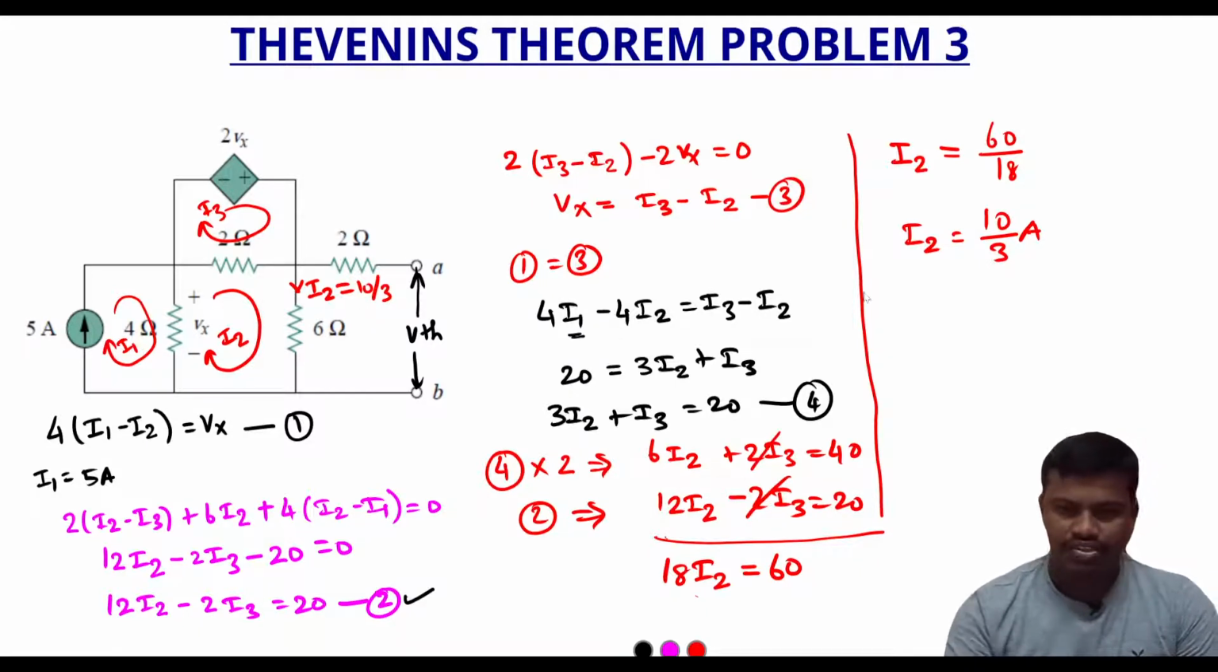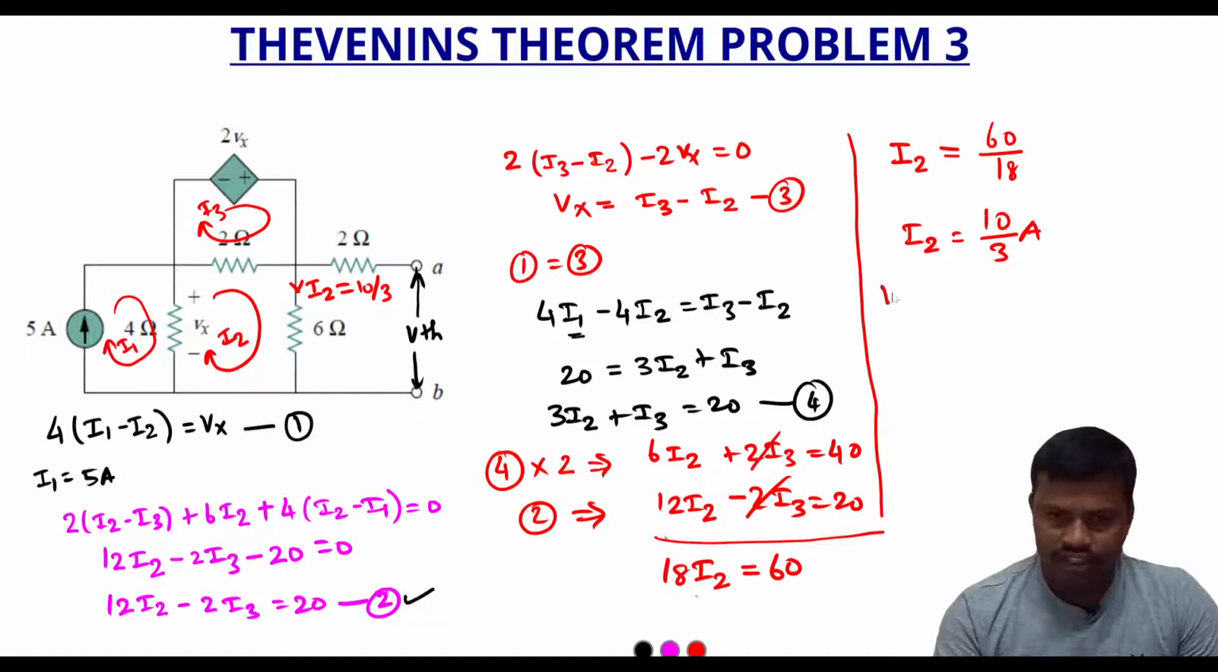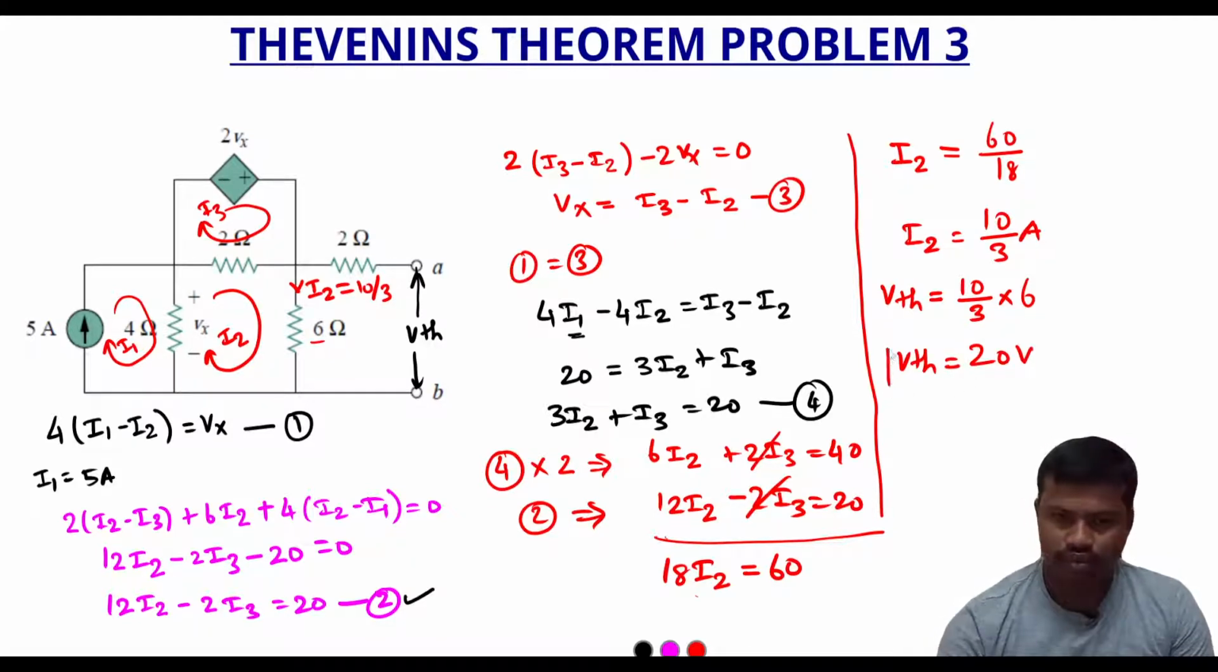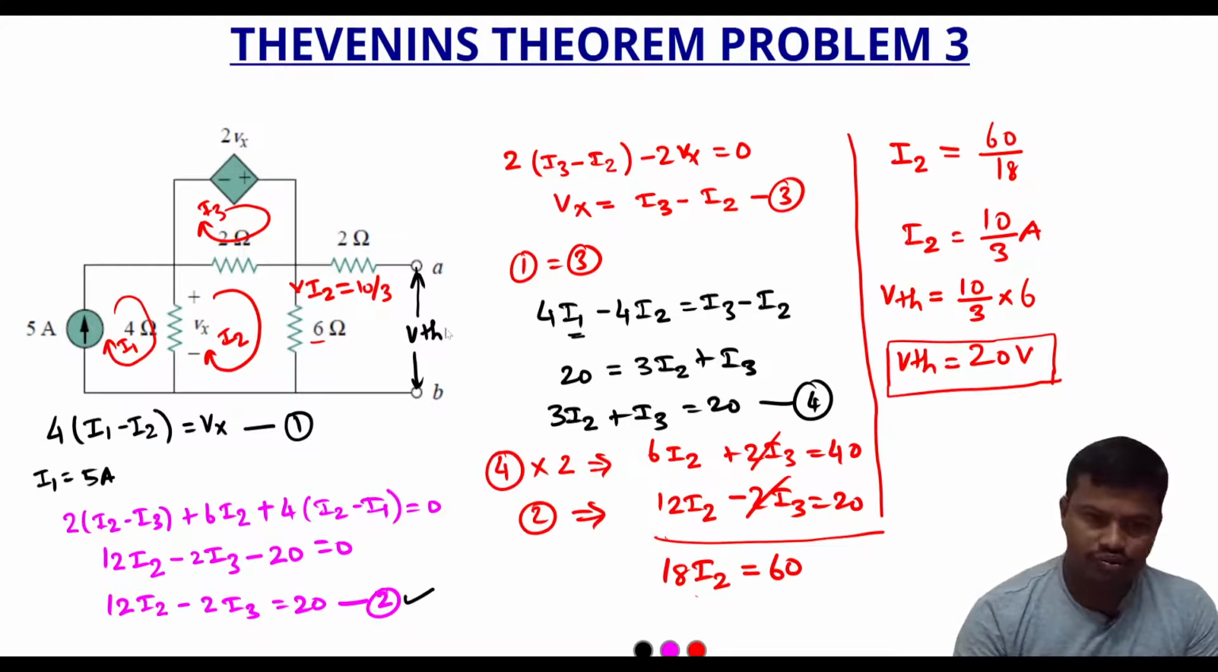When I2 is equal to 10 by 3 amps, the voltage drop across the 6 ohm resistor, that is VTH, is equal to I into R. I will be 10 by 3, into the value of resistance, which is 6 ohm. The value of VTH is equal to 20 volt. Fine. So VTH is equal to 20 volt.